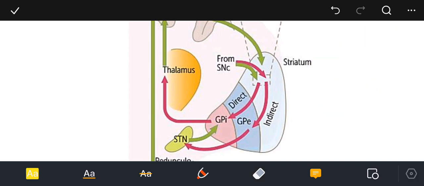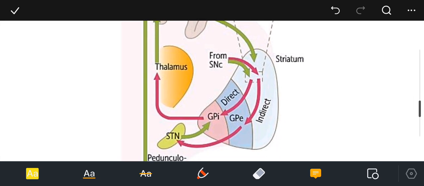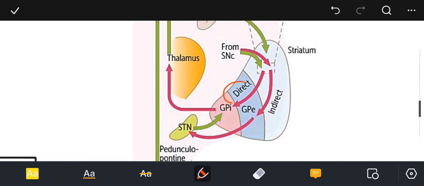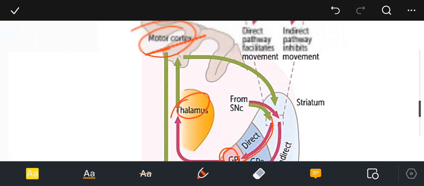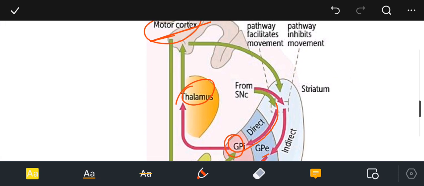So, from the premotor cortex, the signals are sent to the putamen. From the putamen, in the direct pathway, the signals are transduced directly into the globus pallidus interna, bypassing the globus pallidus externa. So signals are not relayed in the globus pallidus externa. Instead, they go directly into globus pallidus interna. From the globus pallidus interna, they go to the thalamus, and from the thalamus, they go to the motor cortex. Now, this is the pathway, that is from the premotor cortex to the putamen, to the globus pallidus interna, to the thalamus, and all the way to the motor cortex. This is a direct pathway.